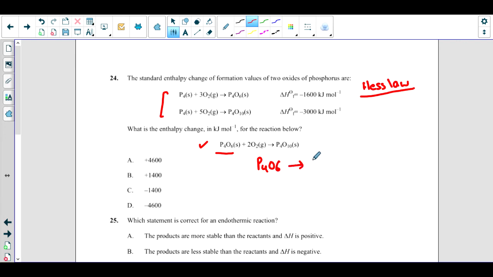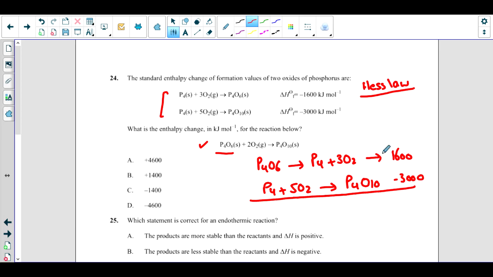When we flip it, P4O6 gives us P4 plus 3O2. And what will happen to the enthalpy? It becomes positive. Now, what do we do for the next one? We need P4O10 on the product side and we also have it on the product side. So no need to flip it. It's also 1, so no need to multiply it with anything. P4 plus 5O2 will give us P4O10. We didn't do anything, so we kept it the same.